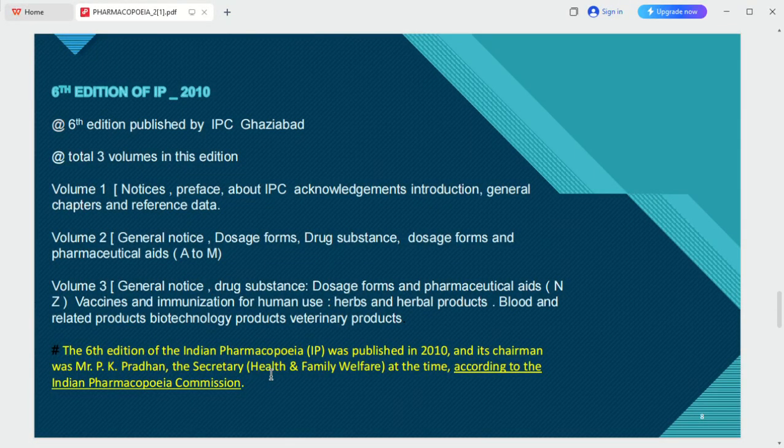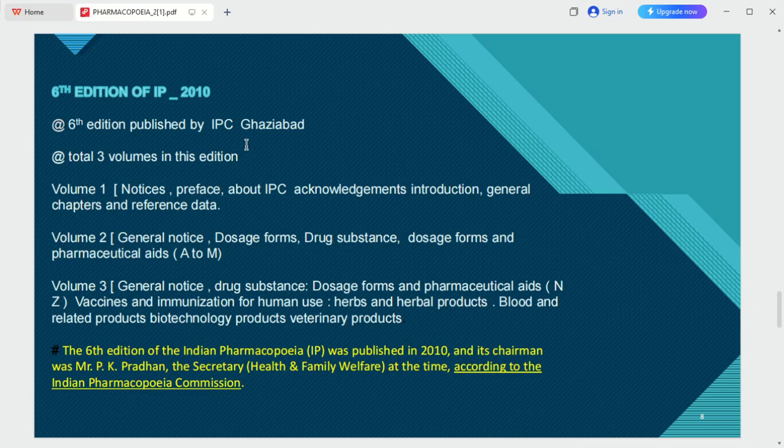Next, sixth edition of Indian Pharmacopoeia. Year of publishing 2010. Year of addendum released in 2012. Okay. Sixth edition published by the Indian Pharmacopoeia Commission, Ghaziabad. It's located in Uttar Pradesh. Okay. Sixth edition totally 3 volumes. 3 volumes in this edition.